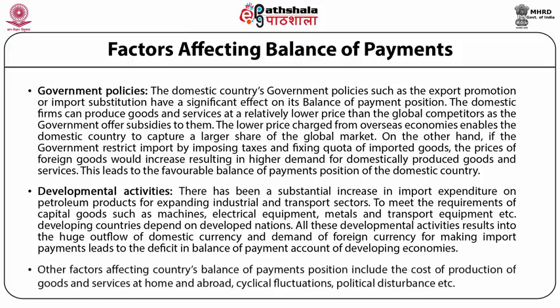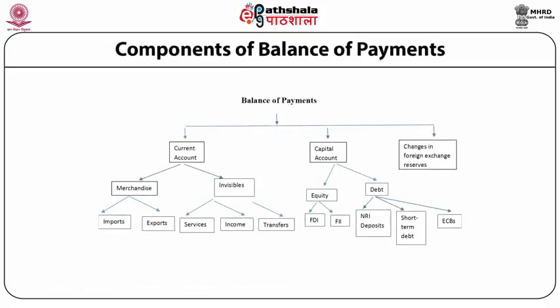Other factors affecting a country's balance of payment position include the cost of production of goods and services at home and abroad, cyclical fluctuations, and political disturbances, etc. Now let's discuss the major components of balance of payments. As shown in this chart, it has certain components like current account, capital account, and changes in foreign exchange reserves.